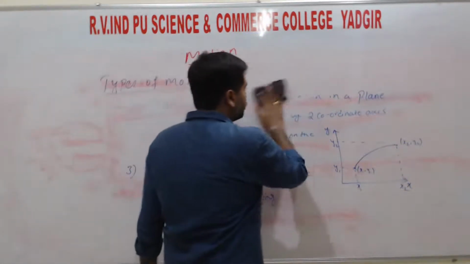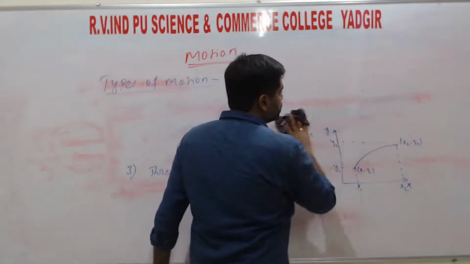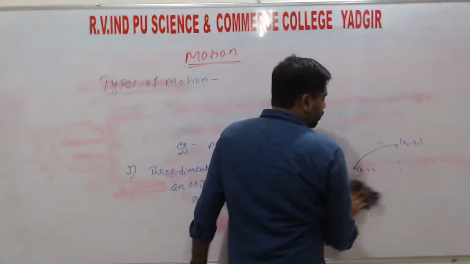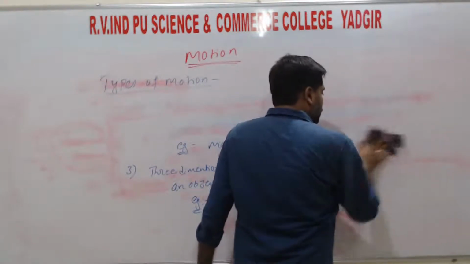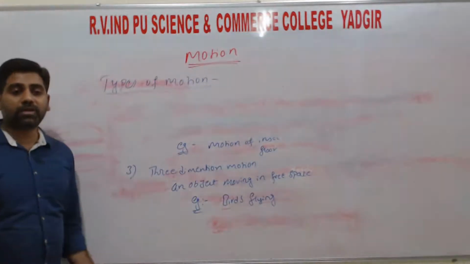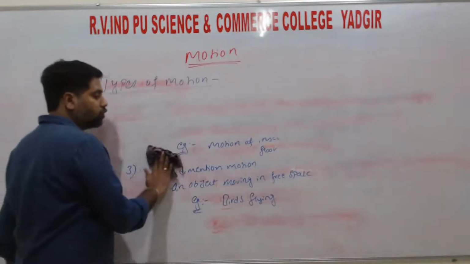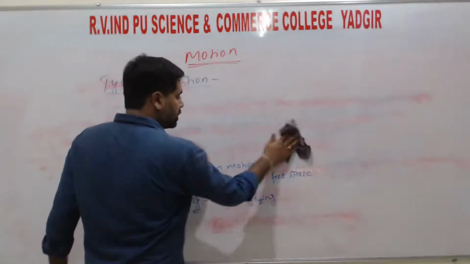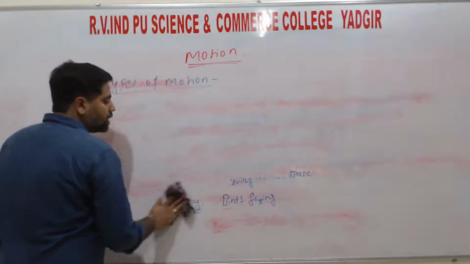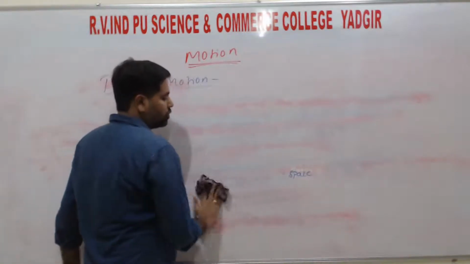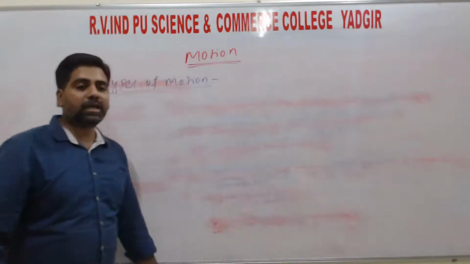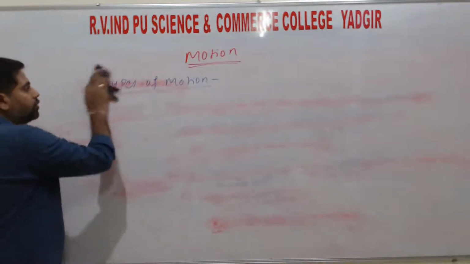So we have three types of motion. That is one-dimensional motion, where the object is moving along only one coordinate axis. So that one is called one-dimensional motion, and the object which is moving in two dimensions, that is two axes, we call two-dimensional motion, and the object which is moving in free space, that one we call three-dimensional motion, right? So these are the three types of motion, right?